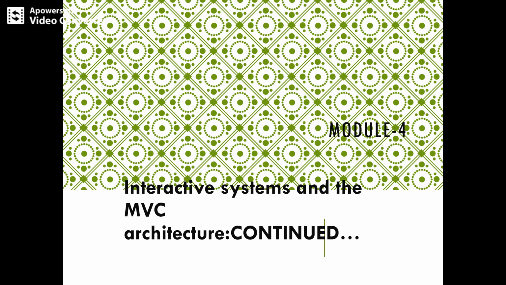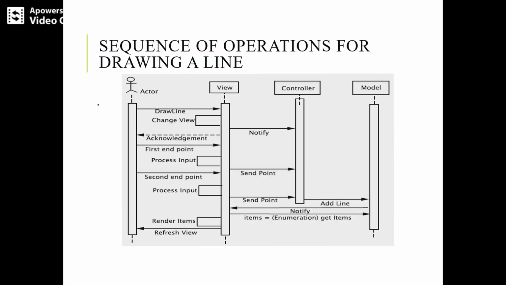Hi everyone. We will continue with the fourth model, interactive systems and MVC architecture. We have discussed in the previous videos designing the subsystem, defining the model, and after that defining the controller. We have also discussed drawing a line. Next, we are going to discuss drawing a circle.